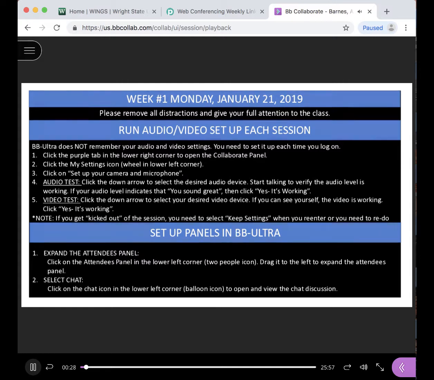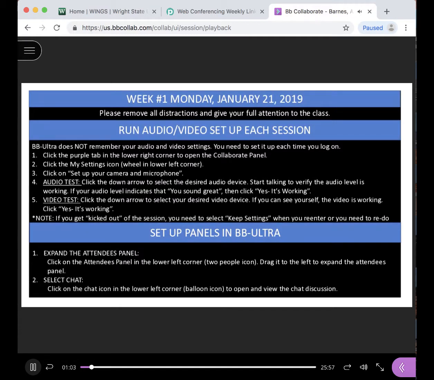Before we get started, just a few things we want to do. First, please remove all distractions so that you can give your full attention to the class. To get started, we want to do an audio and video setup check. We want to make sure everyone can hear and see the information that is being provided. You need to do this audio and video setup every session. The settings are not remembered.